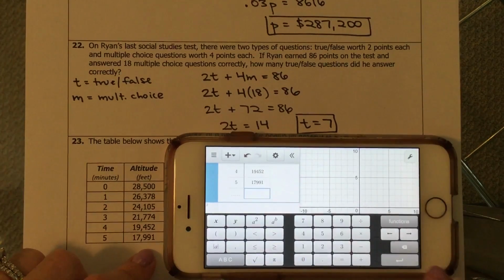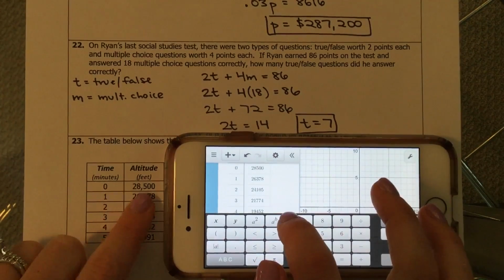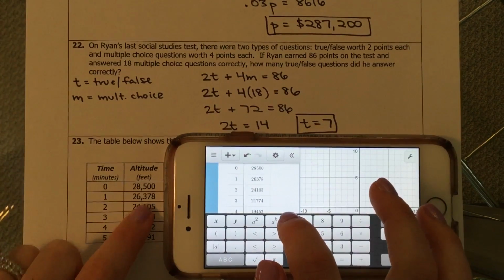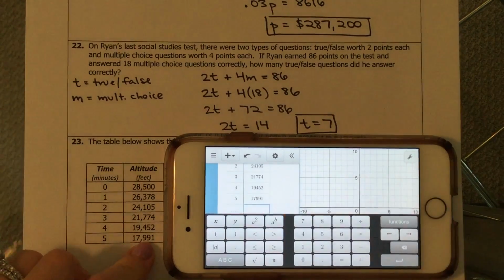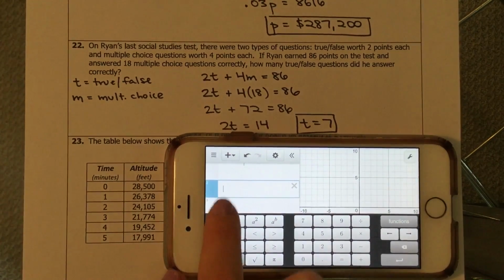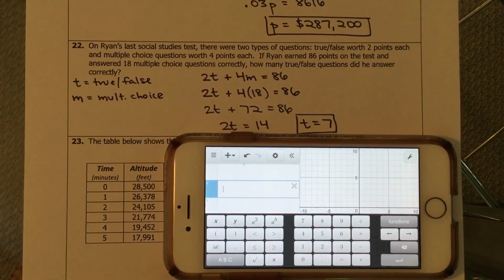Last one, 17,991. Okay, so I would take a look at your table one last time, just double check that all of your values are entered correctly before you do this regression. Okay, so they're good. So the next thing you're gonna do is in your second option, the equation, you are going to type in a slope-intercept form.